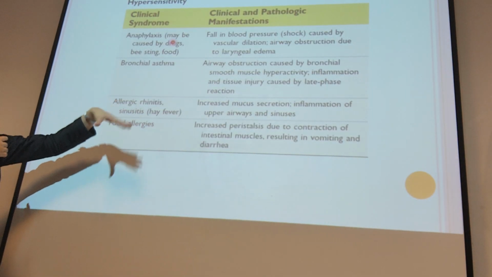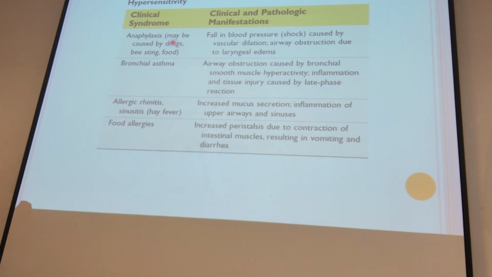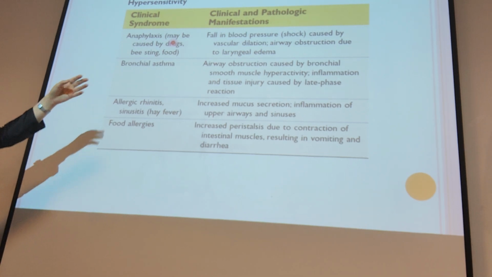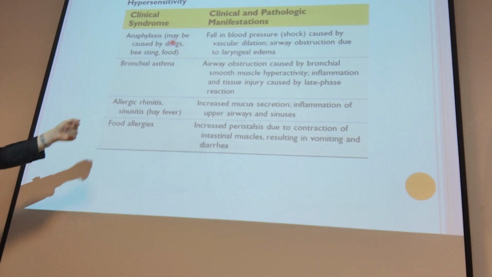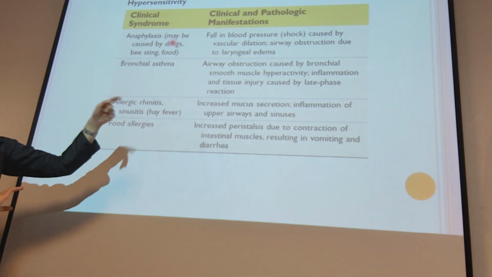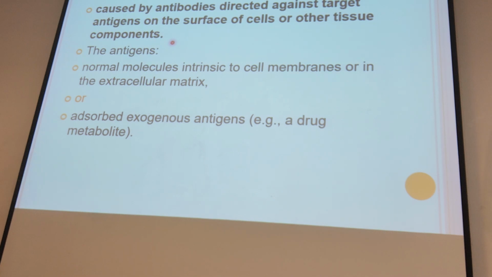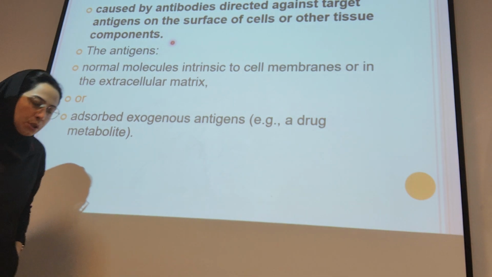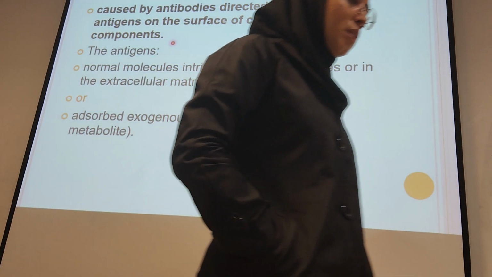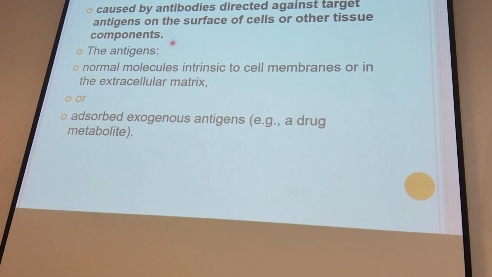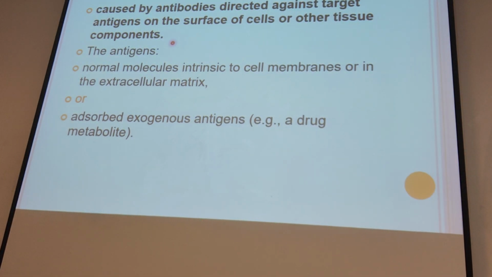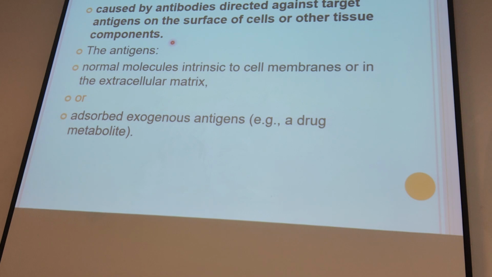Okay. In this table, you see examples of immediate hypersensitivity disorders. For example, anaphylaxis, as I told you, bronchial asthma, allergic rhinitis, hay fever, as I already said, and food allergies are among the type 1 hypersensitivity reactions. Now about type 2 hypersensitivity reactions. Do you know any diseases that are related to type 2 hypersensitivity reactions?